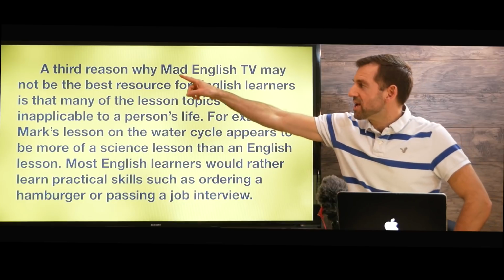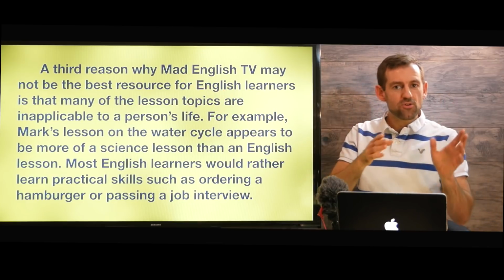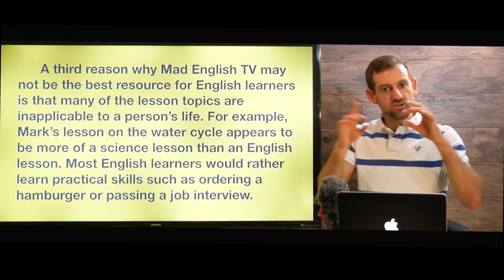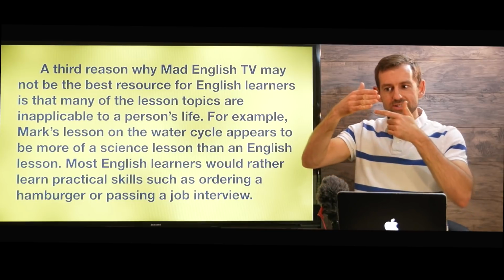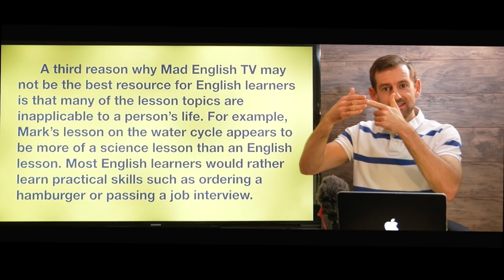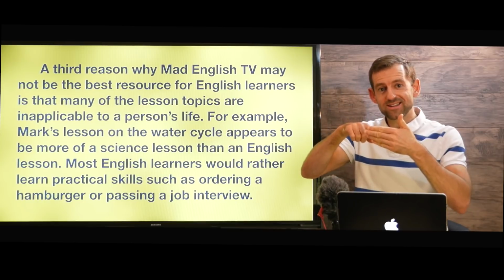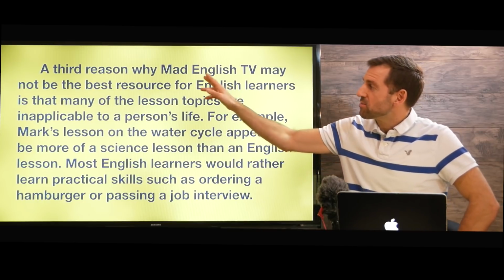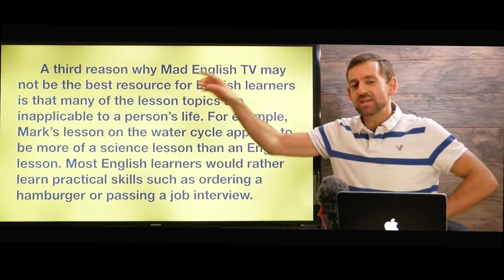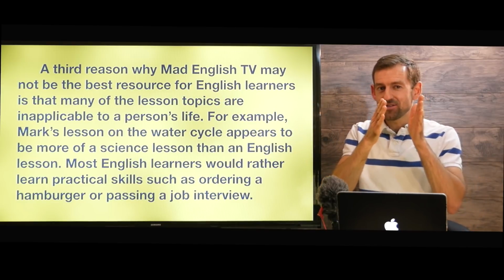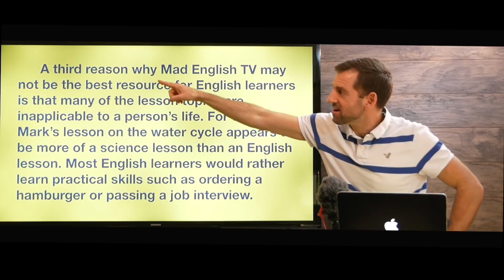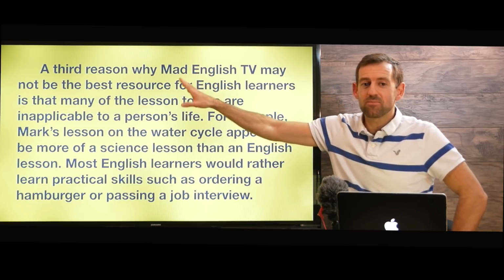Okay, so here we have our transition. A third reason, it lets people know that there's a break. Okay, we're not still talking about the second reason. Now we're talking about our third point. Okay, third reason, and remember, we have our indent. At the beginning of every paragraph, the first line is moved over a little bit. Look there, it's moved over. So that's really important too.